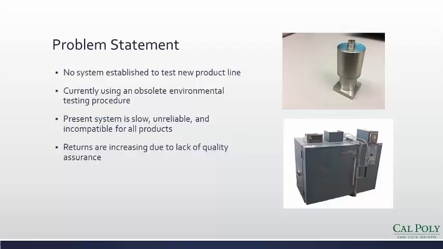This project arose because Roscoe has no system established to test the new product line, Project Semi, which is pictured in the upper right-hand corner. Currently, Roscoe has an outdated environmental testing procedure. The previous software that was used with the older environmental chamber model is not compatible with the new S-Spec Platonia Series chamber. Additionally, it lacks key functionality that would be necessary to test Project Semi switches. When looking at the present system, it was concluded that it was slow, unreliable, and incompatible for all products. Due to this, returns are increasing due to the lack of quality assurance.